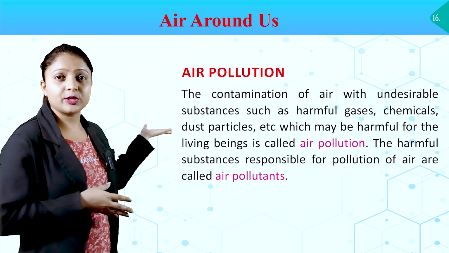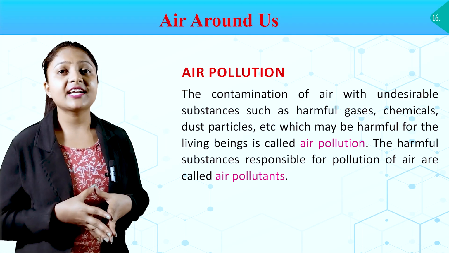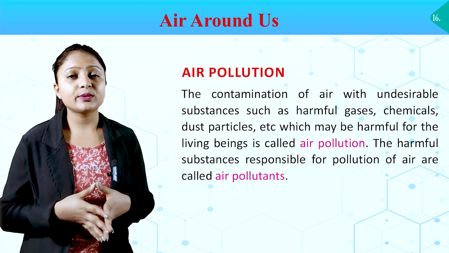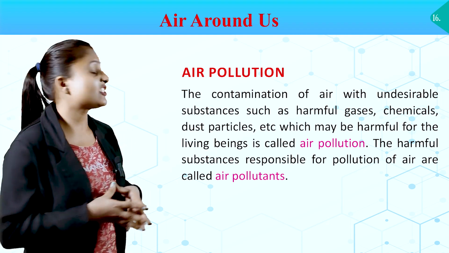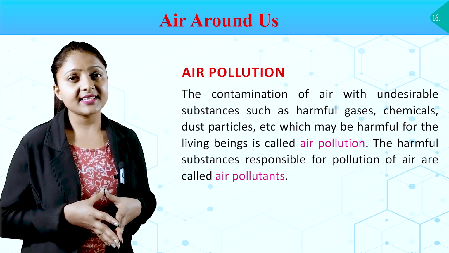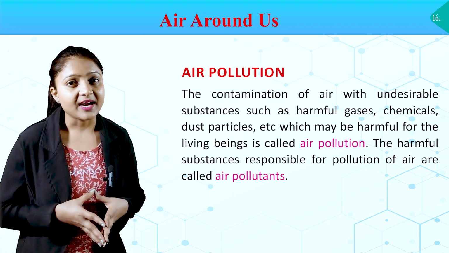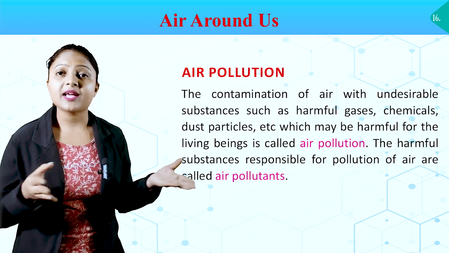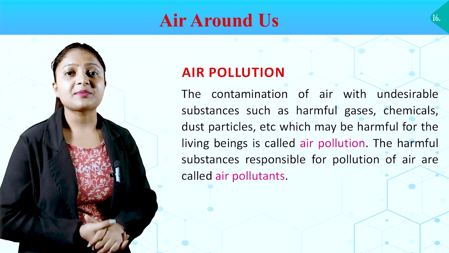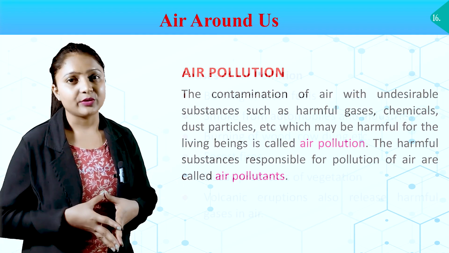Let's check air pollution. Air pollution happens when we contaminate our air, or the air gets contaminated. There can be many reasons for it, so let's check air pollution. The contamination of air with undesirable substances such as harmful gases, chemicals, dust particles, etc. which may be harmful for the living beings, is called air pollution. The harmful substances responsible for pollution of air are called air pollutants.